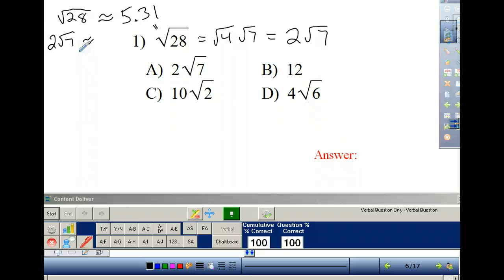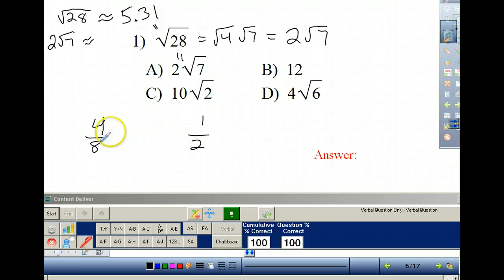Oh, 2 times root 7. And you get the same thing. Same thing. Why? Because they are the same. Because they're equal to each other. So 4 divided by 8 equals 0.5. And so does 1 divided by 2. That equals 0.5 as well. It's similar to reducing a fraction or reducing a radical. They're equal to each other.